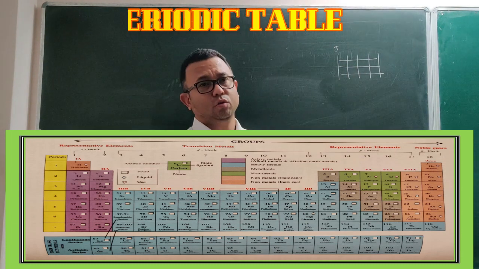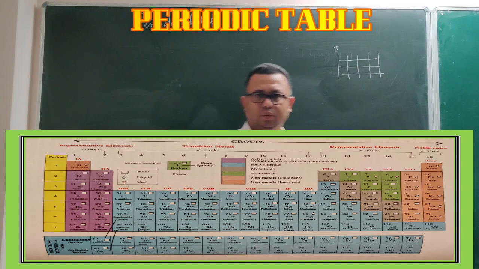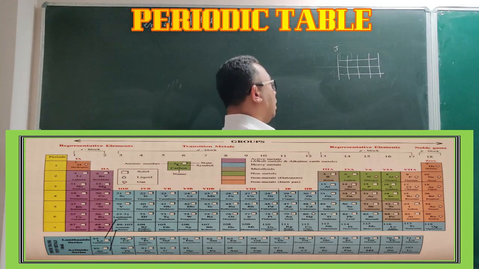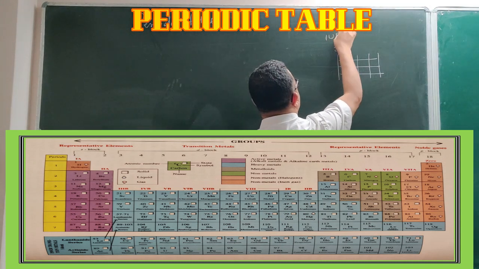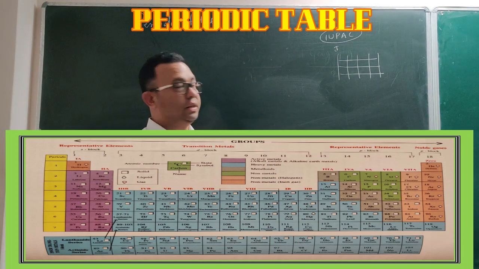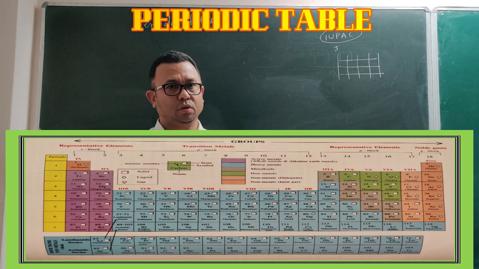Then again we have 2A, 2B, 3A, 3B. So likewise, we had altogether 18 Roman numbering. That was the older system. But now, according to the new IUPAC, IUPAC, don't forget, they are the organization which looks after all chemistry affairs all over the world.